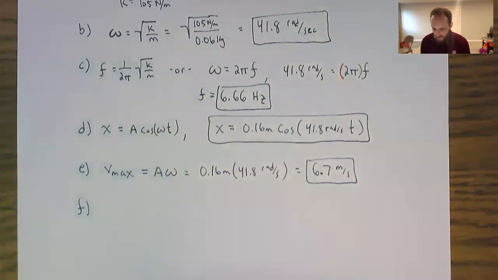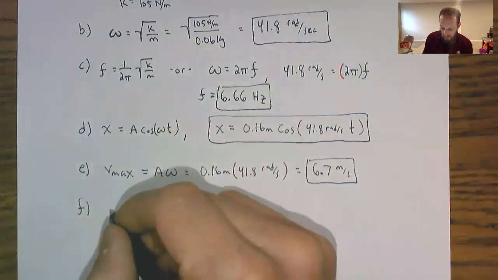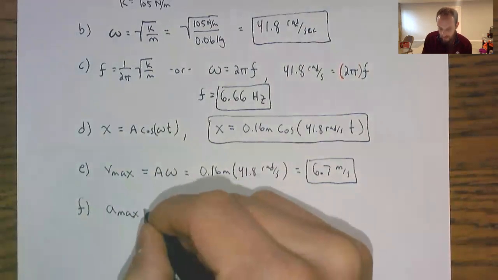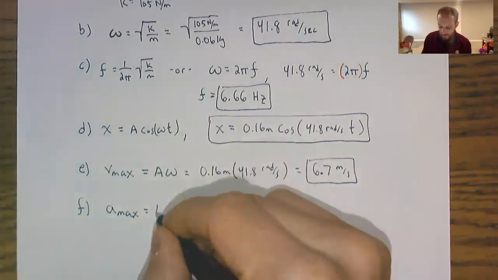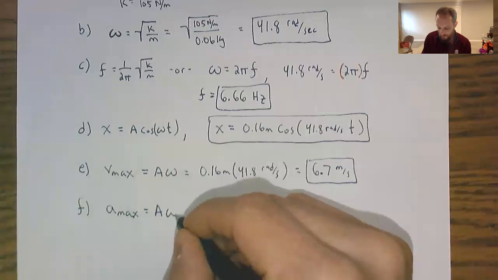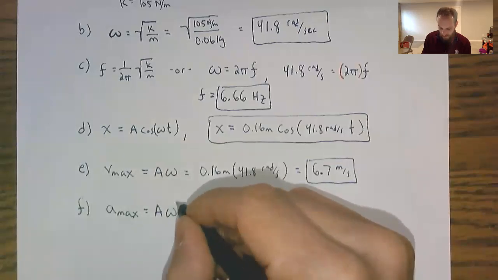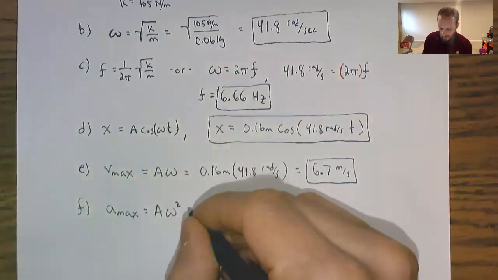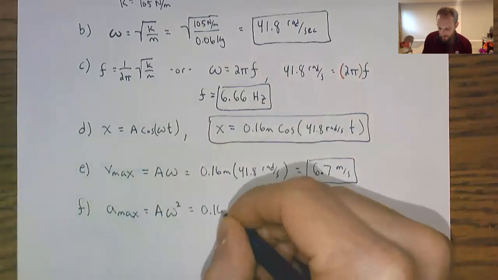Part F, almost through this problem. We're looking for maximum acceleration in G's. So what's my maximum acceleration? Well, we learned a function for that from my trig functions last lecture. My maximum acceleration is equal to the amplitude times omega squared. So we can find that since we know both of those things.